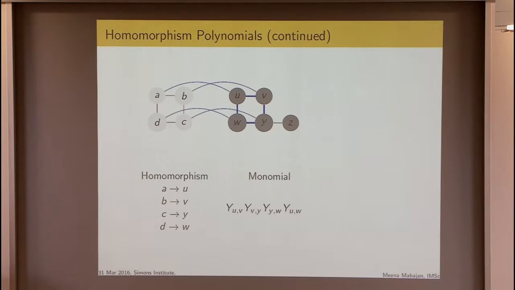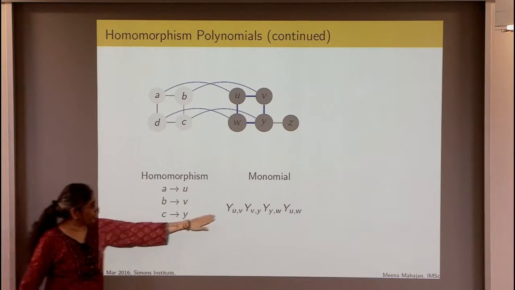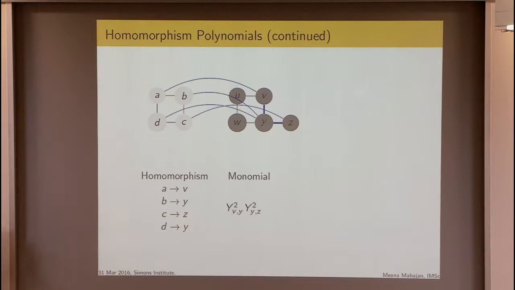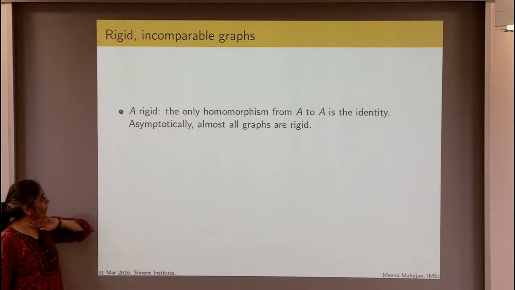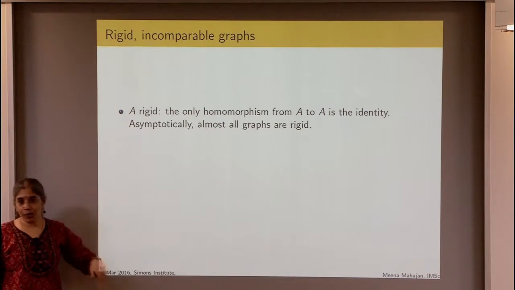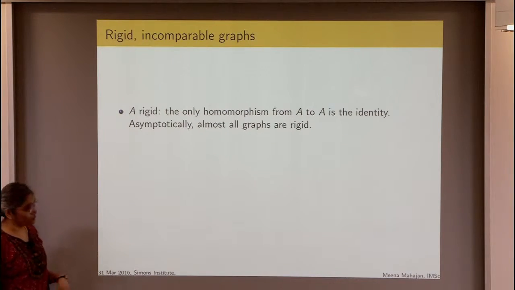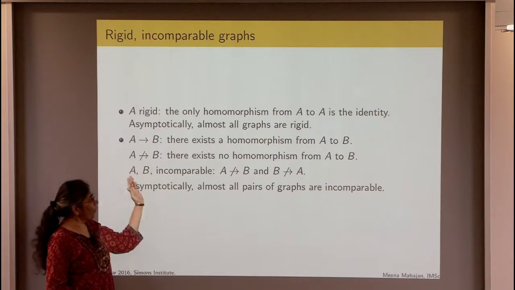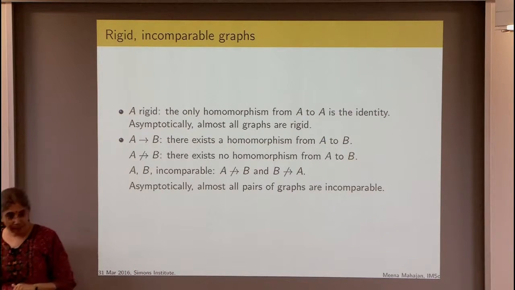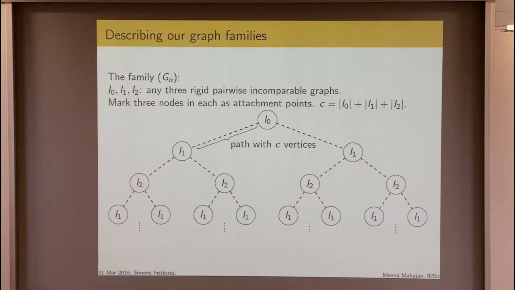Okay, an example here. Look at a homomorphism like this. It gives rise to a monomial like this. I think we've seen examples, so maybe this I can skip. The monomials are just encoding the homomorphisms. Now there's one notion that we use in our result, which is that of rigid and incomparable graphs. So a graph is rigid if it has no non-trivial homomorphism to itself. Most graphs are rigid. A pair of graphs is incomparable if there is no homomorphism from A to B or from B to A. Most pairs of graphs are incomparable. And we will use these in a gadget construction.